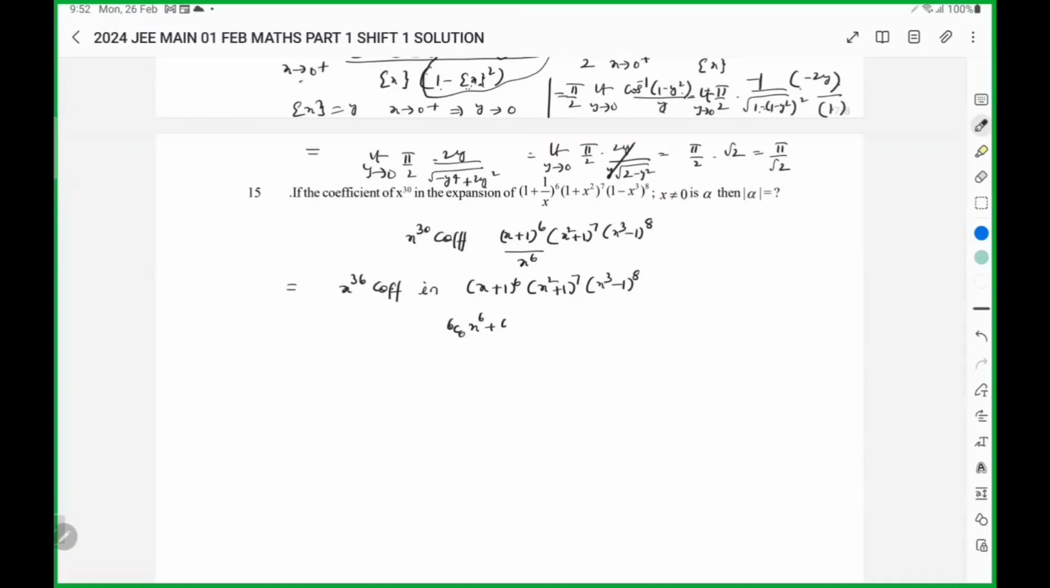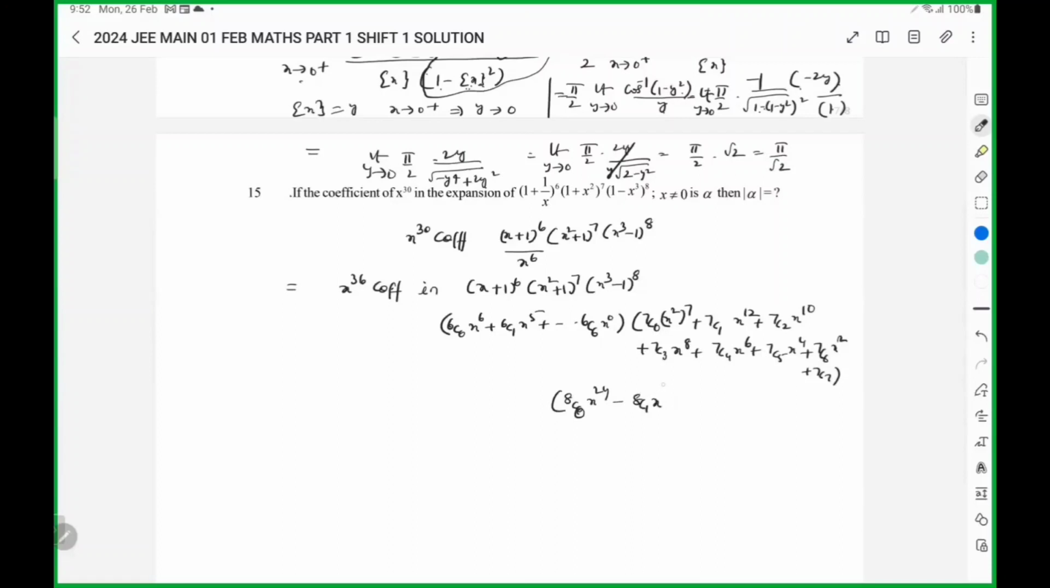6C0 x power 6, 6C1 x power 5 and so on. 7C0, 7C1, 7C2 x power 10, up to 7C6, 7C7. The whole thing multiplied by 8C0 x power 24, 8C1 x cube whole power 7, x power 3 whole 18, 3 difference.